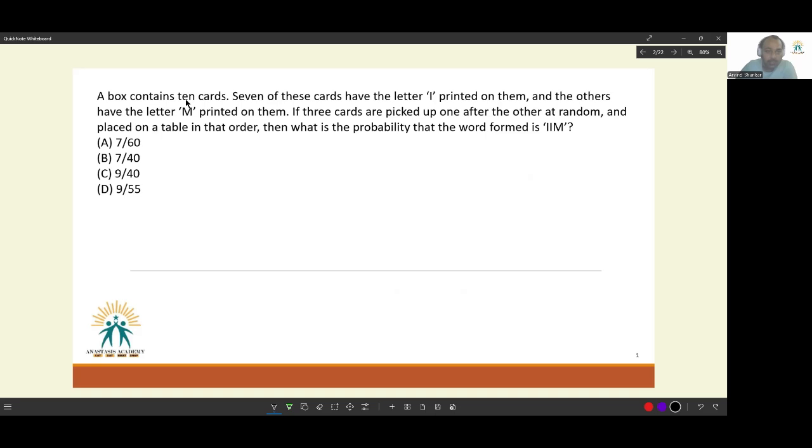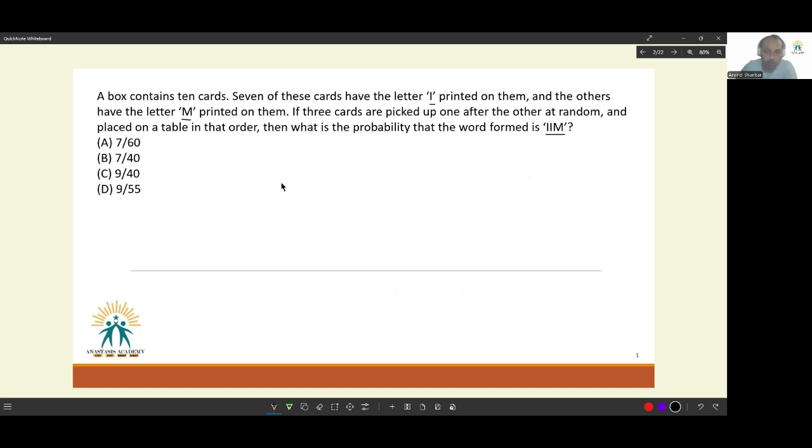A box contains 10 cards. 7 of these cards have the letter I printed on them, and others have letter M printed on them. If 3 cards are picked up one after the other at random and are placed on the table in that order, then what is the probability that the word IIM is formed?